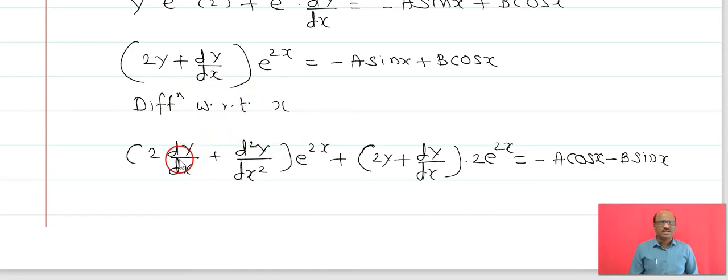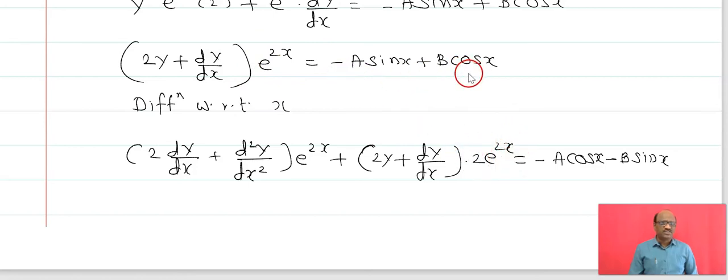What's its derivative? The derivative of y is dy by dx, that is 2y into dy by dx. The derivative of dy by dx is d2y by dx square. Keep this e raised to 2x as it is. And the next is 2y plus dy by dx. Keep this as it is. The derivative of e raised to 2x is e raised to 2x into the derivative of 2x, which is 2.